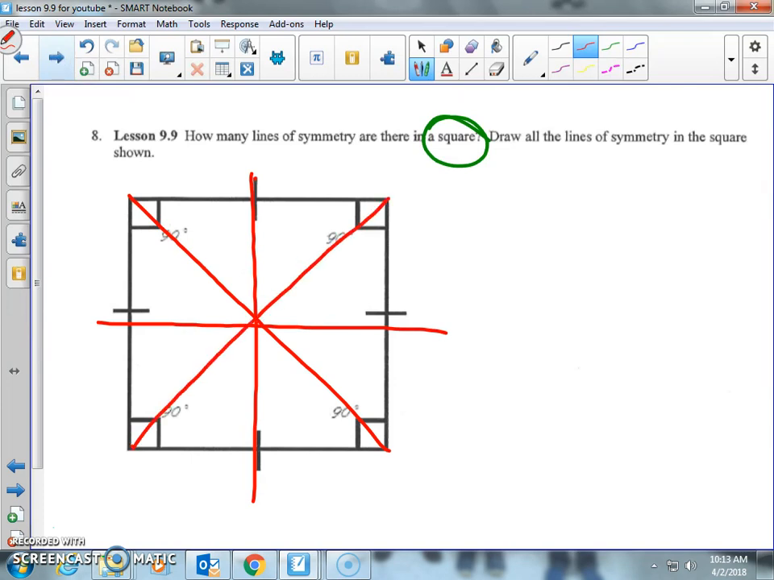Let's see, how many lines of symmetry are there in a square? Got to answer the question. There are 4 lines of symmetry. Draw all the lines of symmetry? I did. So answer the question always. It asks you how many there are and to draw them. So I drew all 4 and I said there are 4 lines of symmetry.